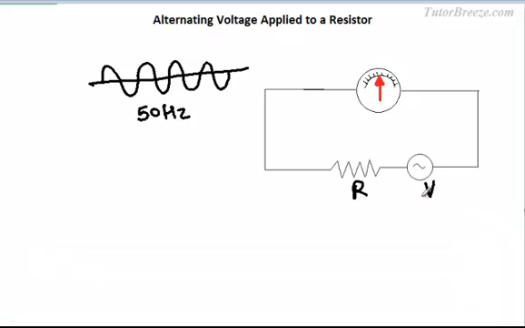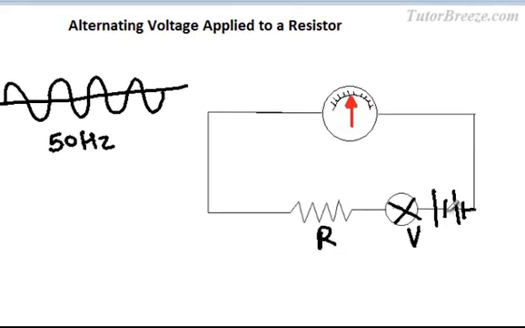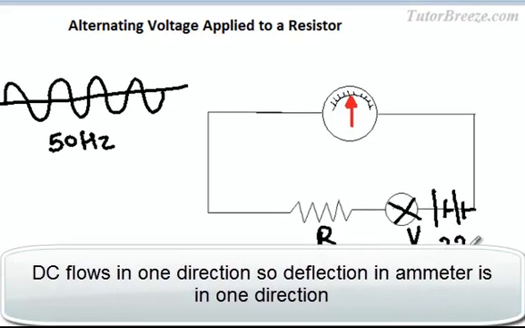Now instead of this alternating voltage, suppose I remove this and connect a direct source which has the same voltage of, let's say, 220 volts. Now in this case the ammeter is going to show a constant deflection.